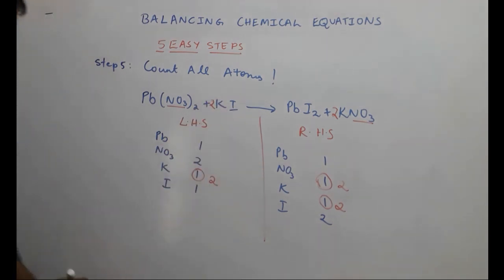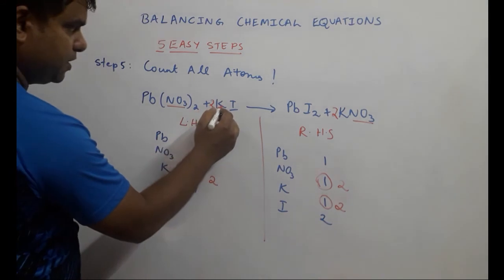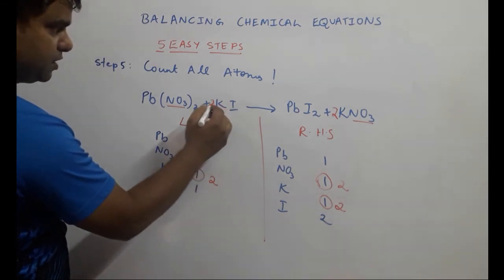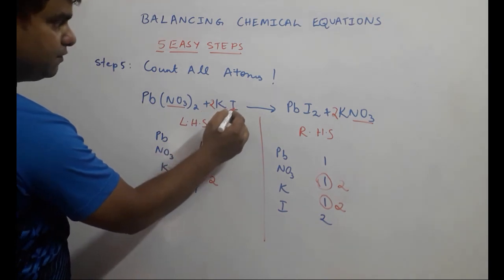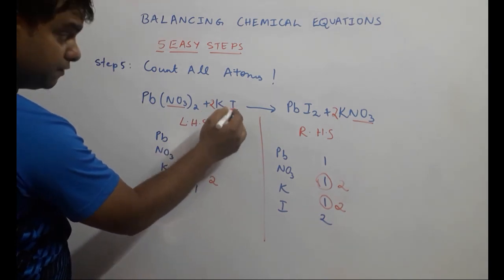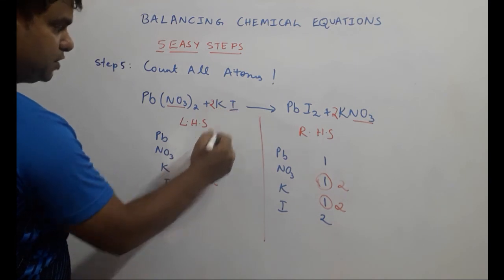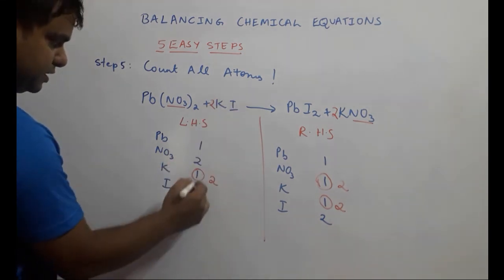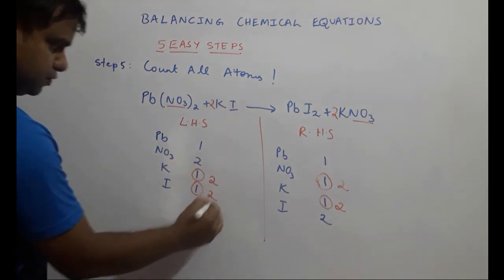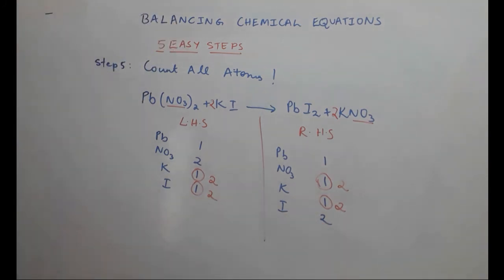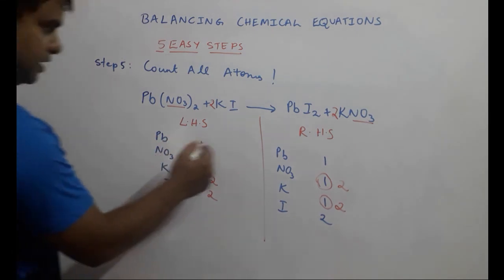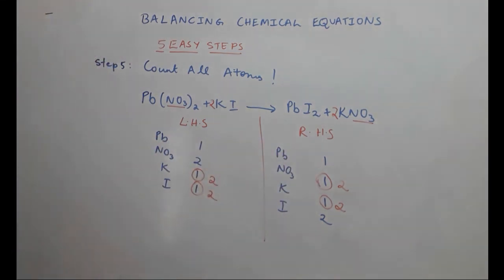Now that we have multiplied 2 with potassium iodide, to get 2 atoms of potassium, we also get 2 atoms of iodine on the reactant side. So this will become 2. This balances with iodine over here. What about lead? It is already balanced, so we don't have to alter.